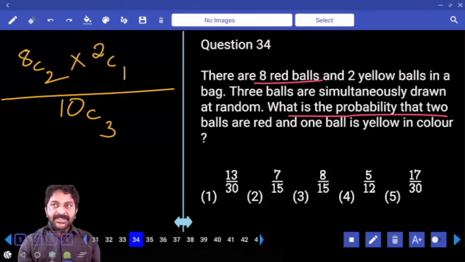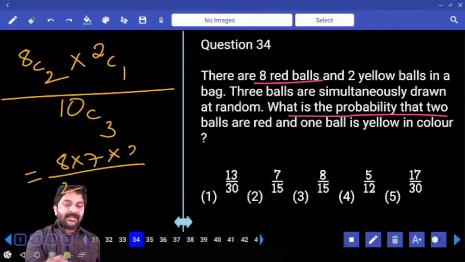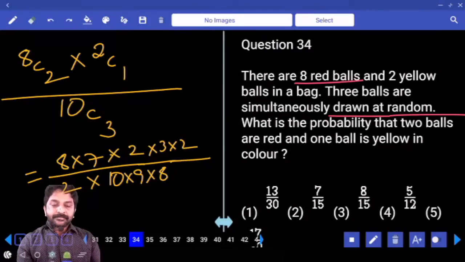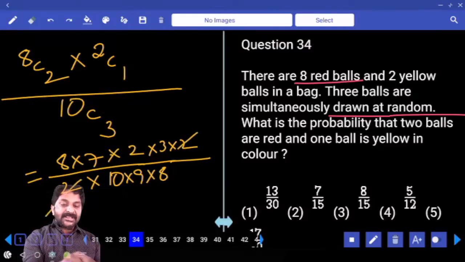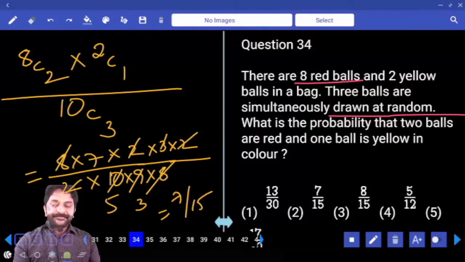Will you go for simplification? 8 into 7 by 2, into 2C1, that is 2. 10C3, 10 into 9 into 8 by 3 factorial, that is 3 into 2. First 2 gets cancelled, 8 gets cancelled, 3 times, 2 5 times, 7 by 15, second option.